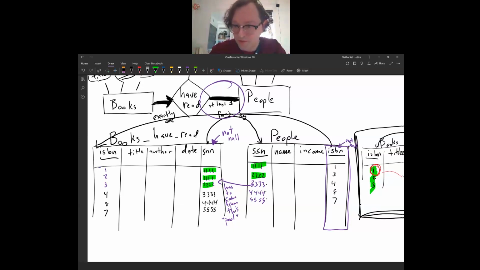So it would be a problem if a book were to appear here more than once, because if we had this, then that's now violating this constraint that books have been read exactly one time.